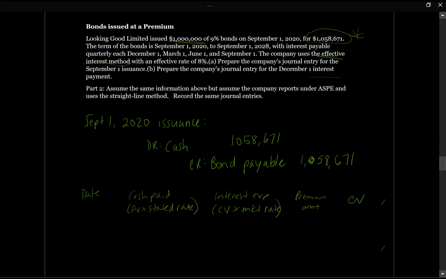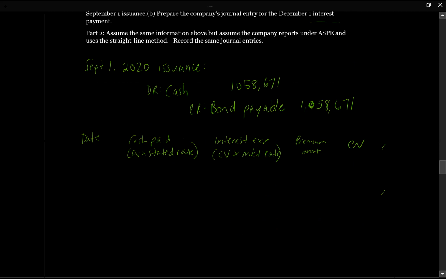So we know that on September 1st, the issuance of the bonds, we don't have any cash paid or interest expense or premium to amortize. We simply know the carrying value of the bonds, which was $1,058,671. The next payment, which is going to be December 1st, 2020, we're only asked to go this far, which is perfect. We need to know these amounts in this table so that we can prepare a journal entry.